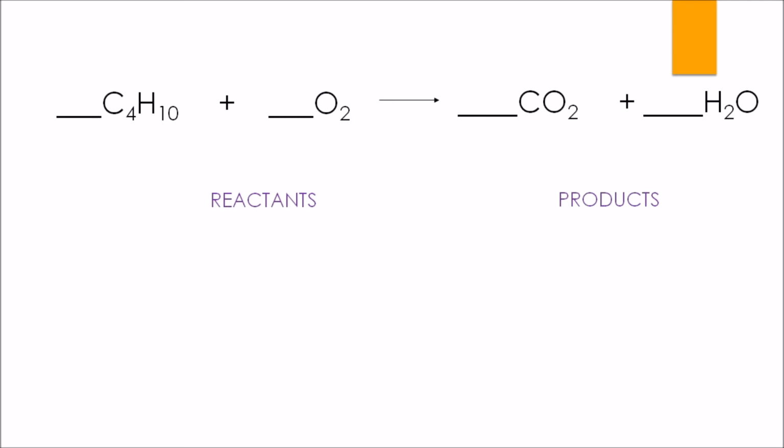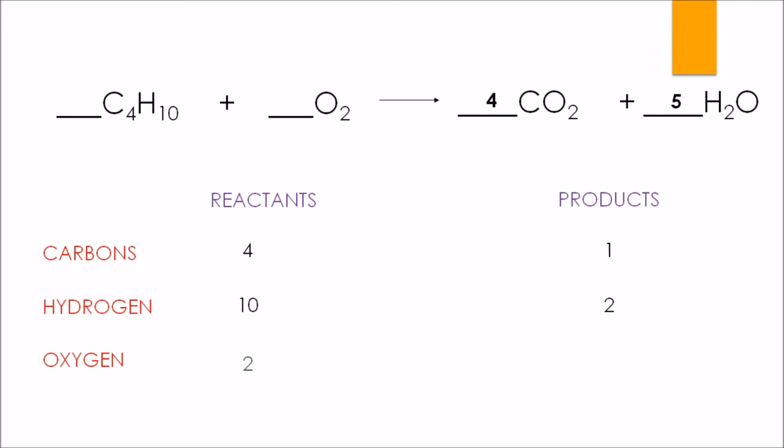Let's look at the reactant and product side. We have carbons. How many? 4 carbons on the reactant side, and on the product side we have only 1 carbon. So in order to get 4 carbons on the product side, we are going to put 4 over here. Now let's look at hydrogens. We have 10 hydrogens on the reactant side. Here we have only 2 hydrogens. So we have to get 10 also over here. So we are going to put 5 over here.